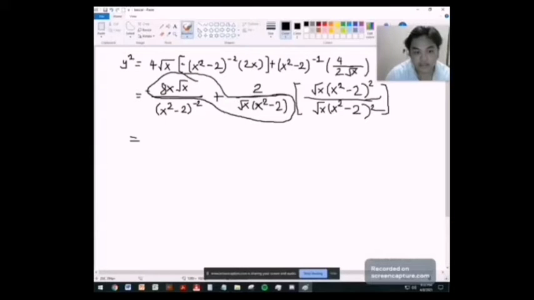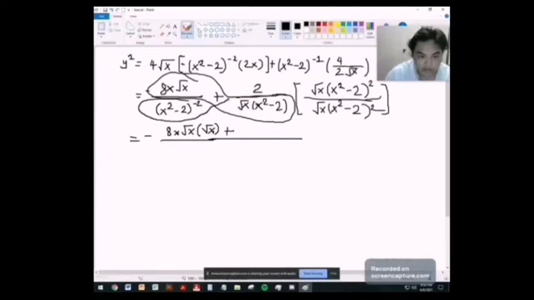So negative 8x square root of x times square root of x squared minus 2, we get negative 8x square root of x times square root of x squared minus 2. And negative 2 times 2, we get 2 times x squared minus 2.